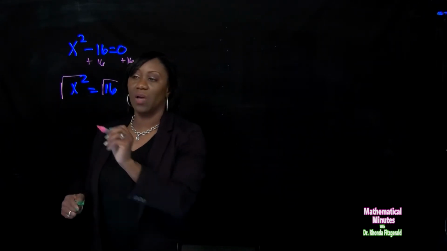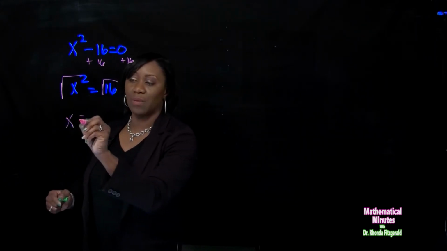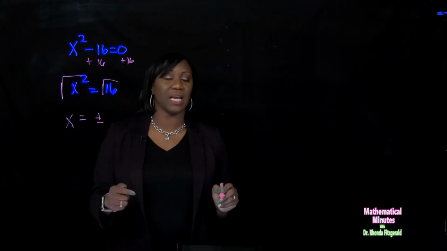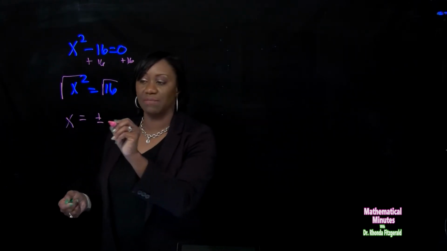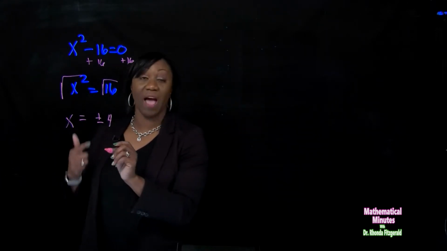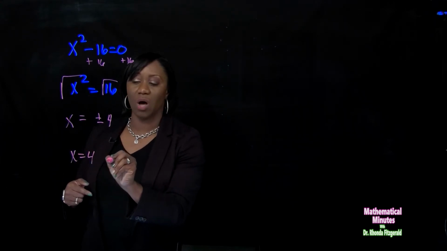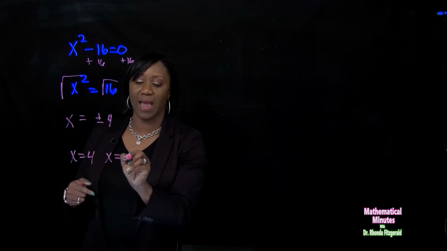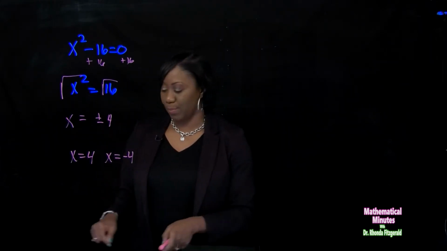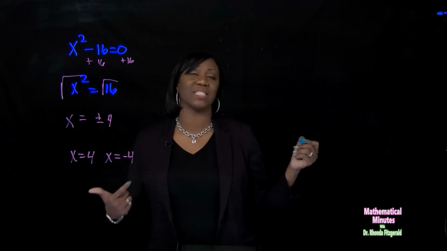Now solving, we get x, because the square root of x squared is x, equals plus or minus. When I take the square root of 16, I have to consider the positive and the negative, so plus or minus 4. That means I have two solutions: x is equal to a positive 4, and also x is equal to a negative 4. So that's solving using the square root property. Let's look at another example that's going to look slightly different.